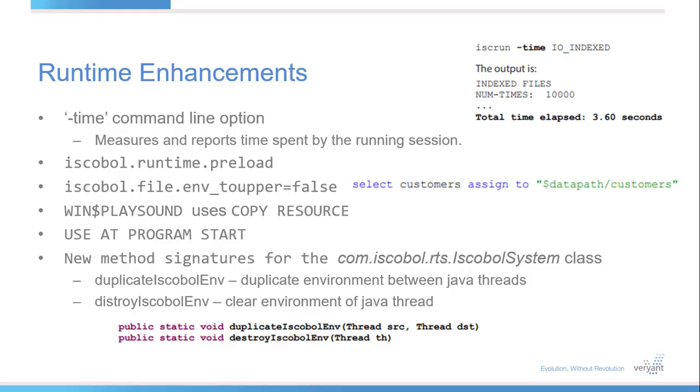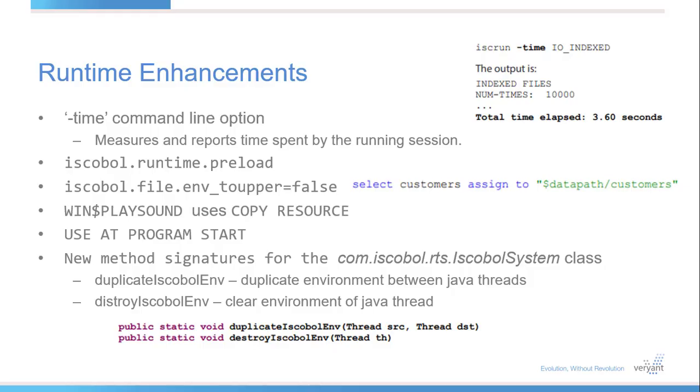IsCOBOL looks for environment variables used in file names in uppercase by default. Now you can set IsCOBOL file env to upper to false to keep the case used in the program source code. So the example on the screen would look for lowercase datapath in the environment instead of uppercase datapath.